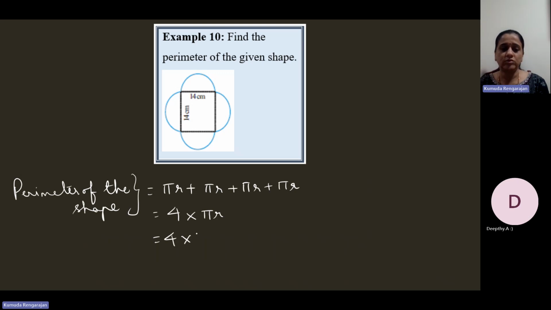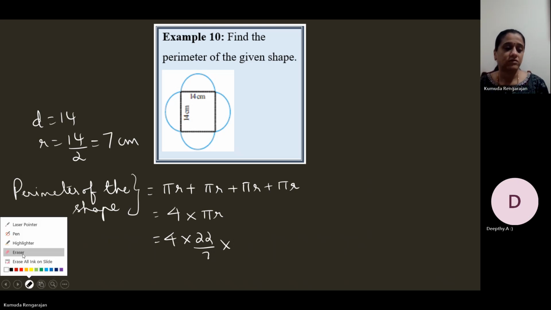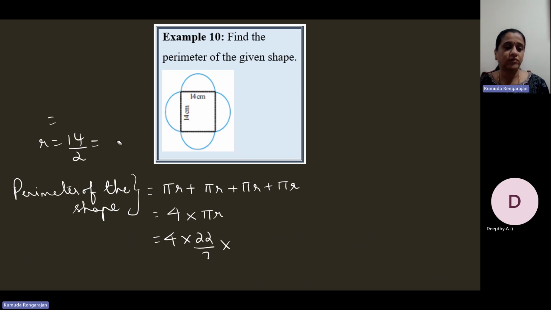So 4 into 22 by 7 into R. Diameter is 14, so radius is 7. R is equal to 14 by 2, which is 7. Can we directly write 14 by 2 instead of 7? Yeah, you can write 14 by 2. If you don't want to mention all this here, then you can directly write it. The R is 14 by 2. Yes. All right.